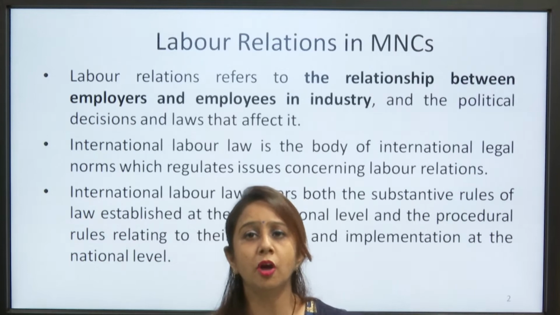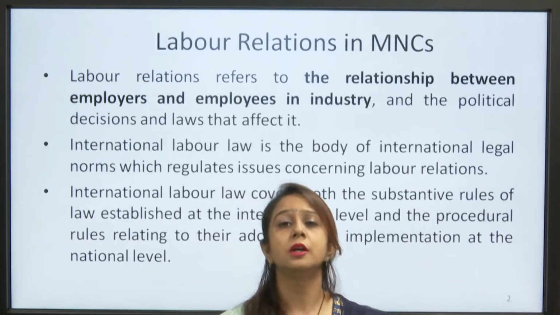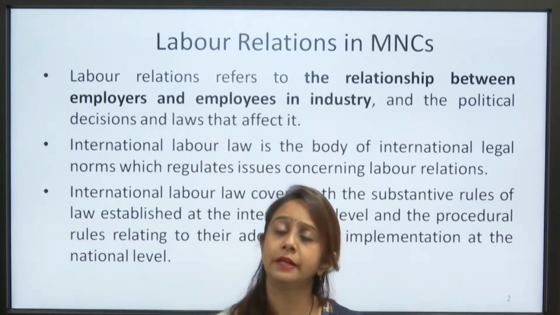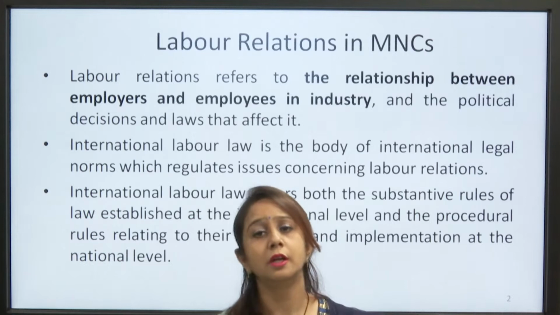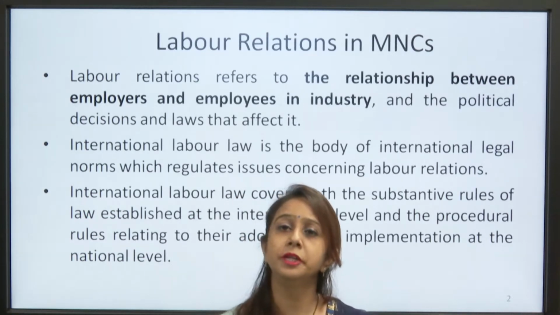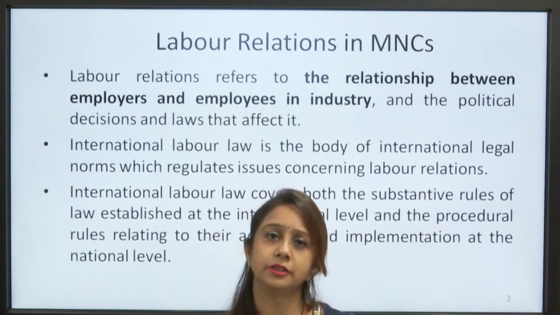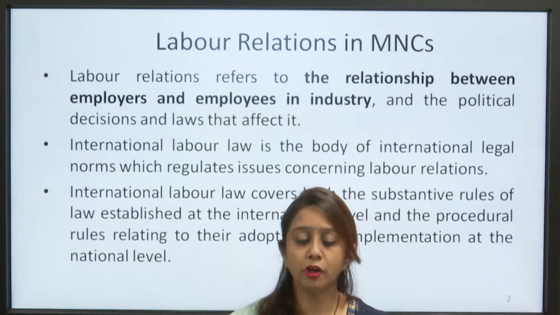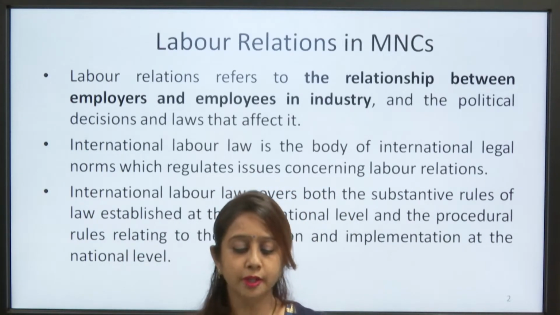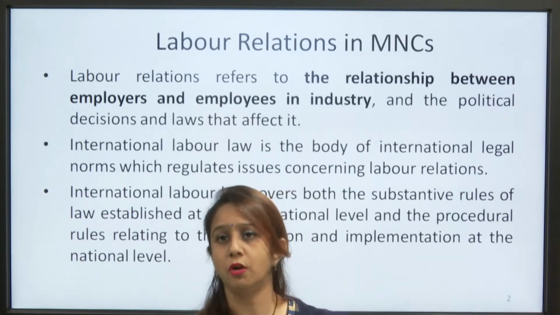So international labor law is a body of international legal norms which regulate the issues concerning labor relations. All the issues related to labor, like wages, disputes, conflicts, health and safety of the people, different standards that need to be maintained by the employer, are regulated through various international legal norms. So international labor laws cover both substantive rules as well as procedural rules for the organization.